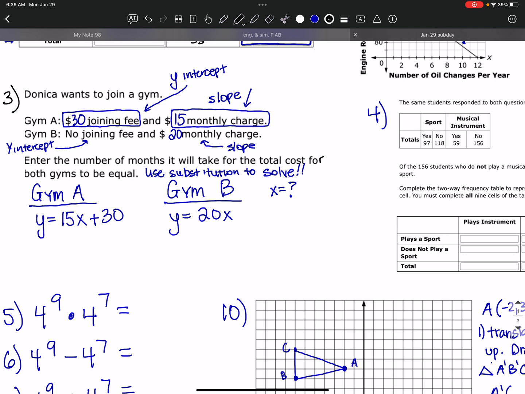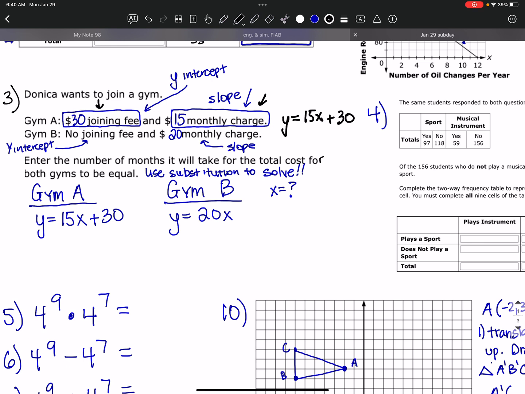This is promise from the test. Danica wants to use a gym. Gym A starts off at $30 and it charges $15 a month. So when we write an equation, it's where you start. You start at $30. That's your begin on blue number. And your slope is $15 every month.